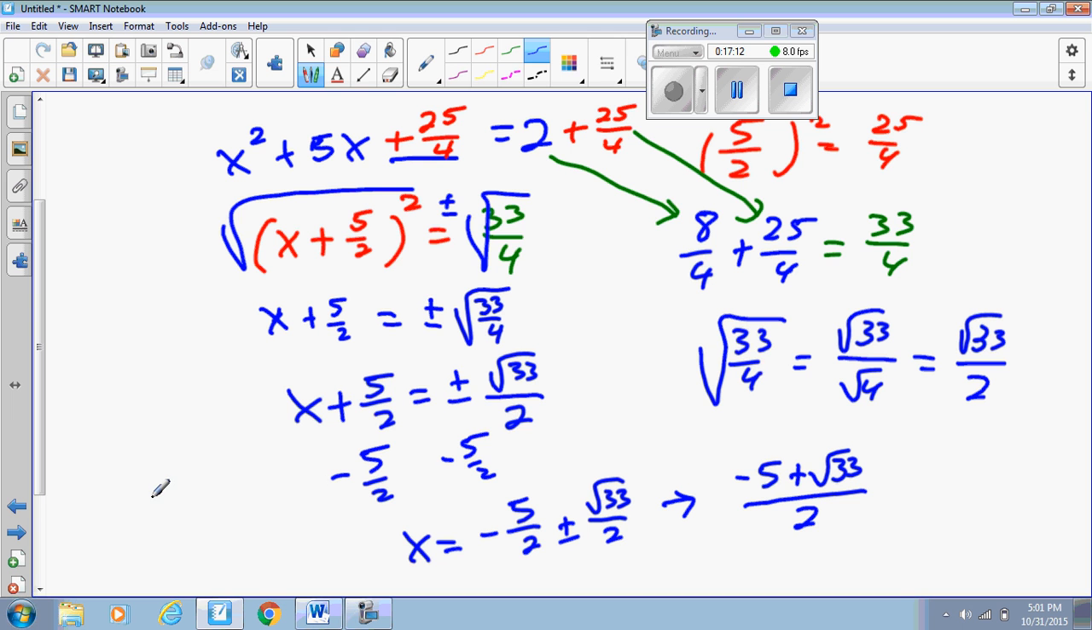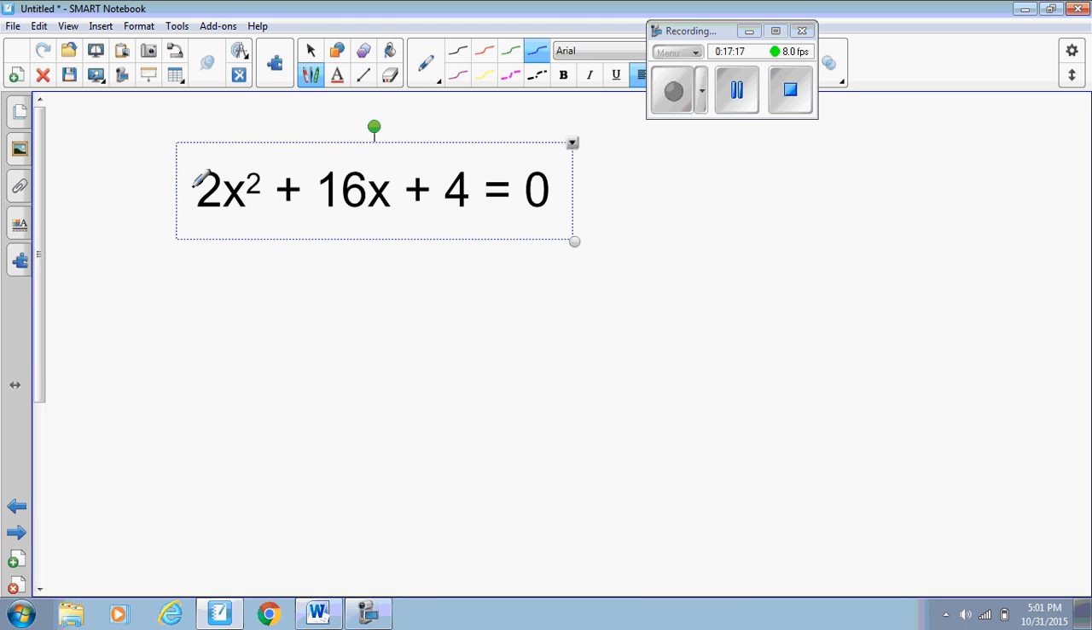A little tricky. The next part adds a little different twist, in that now we have a 2 in front of here. The first thought a lot of people had was to say, well, 2x squared, we're going to subtract 4 from both sides. 2x squared plus 16x, leave a space, equals negative 4. Now, this whole principle of half of this number squared only works if the number in front is 1, and it's not 1.